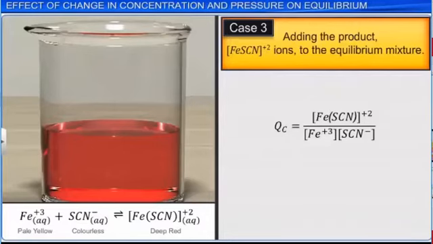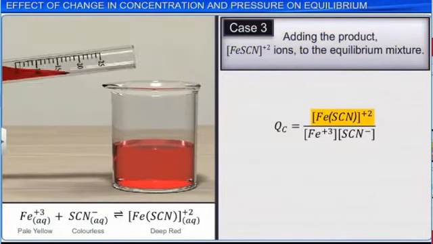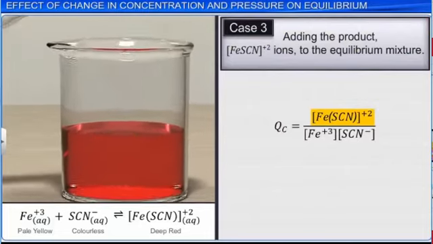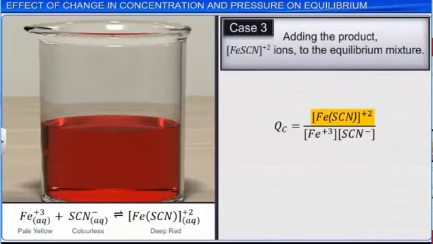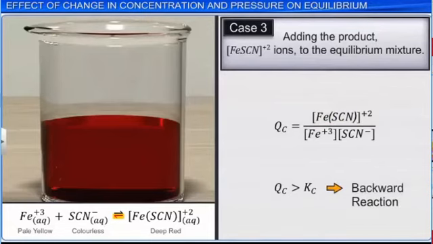Case 3. Adding the product FeSCN²⁺ complex ions to the equilibrium mixture. On adding FeSCN²⁺ complex ions to the reaction mixture, the value of the numerator increases in the expression for reaction quotient. Thus, you can say that adding a product to the equilibrium mixture results in the backward reaction. This results in Qc becoming greater than Kc. Hence, the backward reaction, that is, the dissociation of FeSCN²⁺ ions into Fe³⁺ and SCN⁻ ions, takes place.